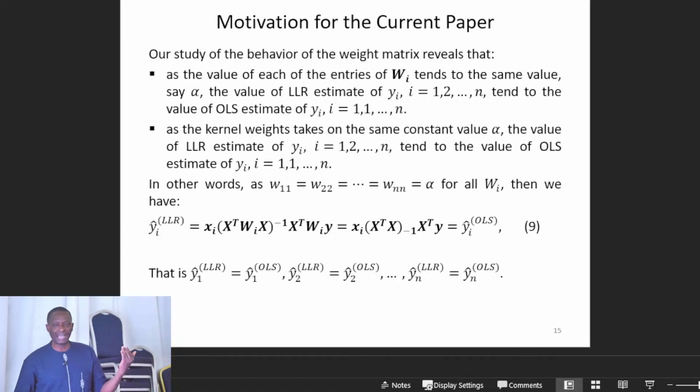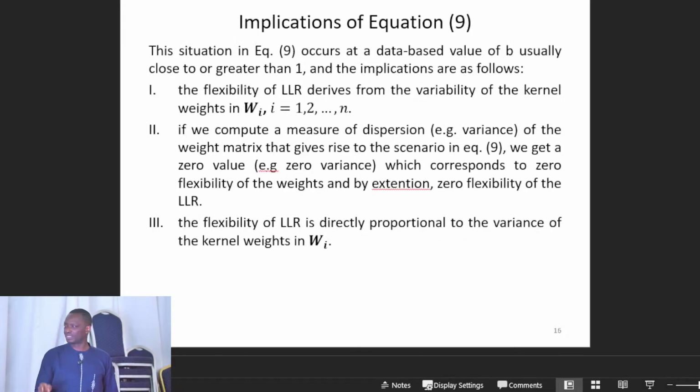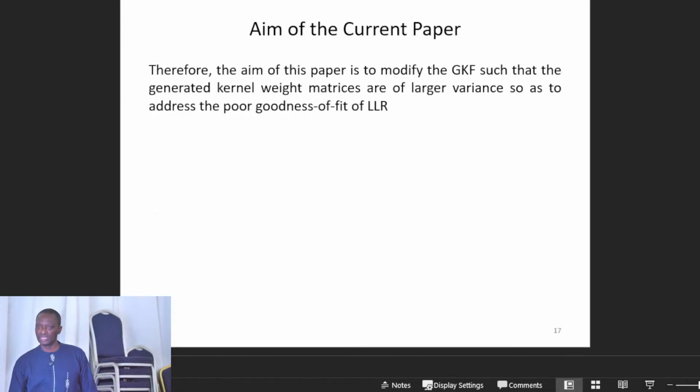Like I said in my introduction, what motivated our work was that if the kernel weights are similar, you are going to get a very poor performance from LLR. But if they are different, if they are distinct, that is the variability. If it is high, you get very high performance. So what motivated the work was: how do we now increase the variance of the kernel weight that we derive from the Gaussian kernel function? How do we increase it?